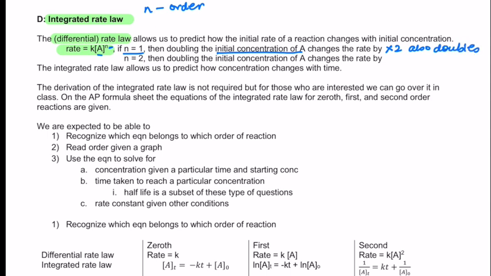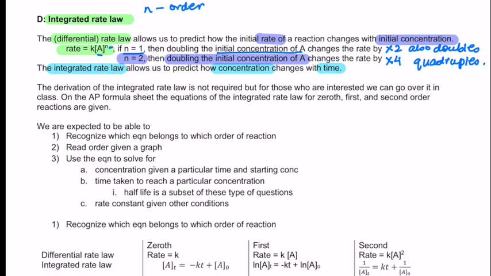But if the order of the reaction was 2, so if it's a second order reaction, then when you double the concentration of A, the rate changes by 4 times. So the rate quadruples. Which means that our differential rate law was giving us a relationship between the rate and concentration. The integrated rate law, on the other hand, gives us the relationship between concentration and time.